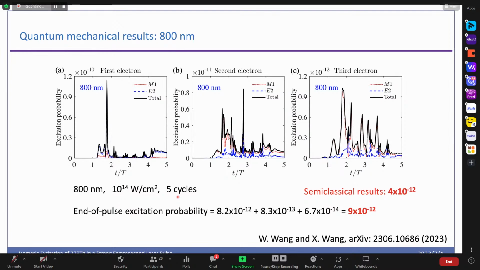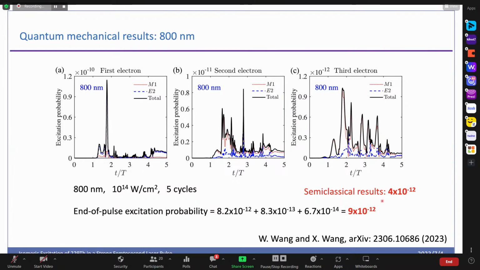The pulse has 5 cycles, and we see this is for the first electron, the second electron, and the third electron. We see that the excitation probability during the laser pulse is more complicated than the semi-classical model. But we are interested in, at the end of the pulse, what is the nuclear excitation probability? We can get excitation probability for the first electron, the second electron, the third electron, and in the end, we get a total excitation probability roughly 9 times 10^-12.